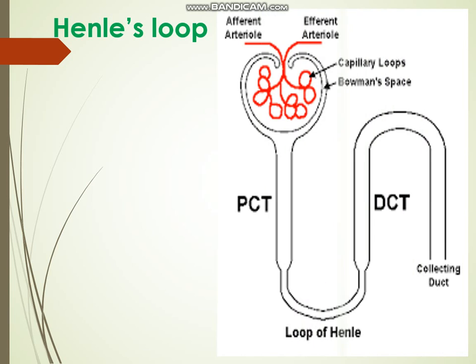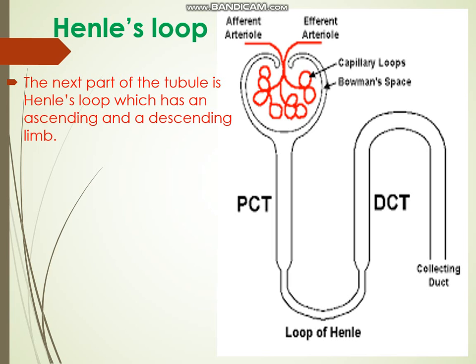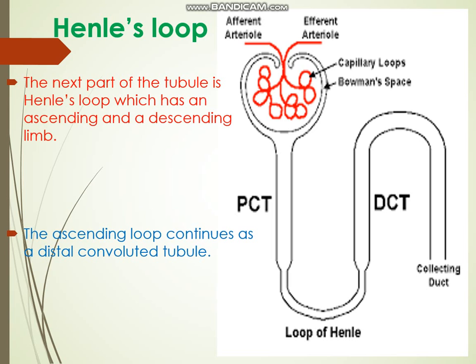And the last one is Henle's loop. The next part of the tubule is Henle's loop, which has an ascending and a descending limb. The ascending limb continues as the distal convoluted tubule. The distal convoluted tubules of many nephrons open into the collecting duct.